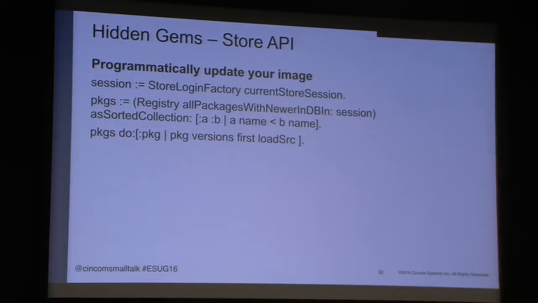I don't recommend this code for a production environment. This is just to show you the idea. What this does: session, store, login, factory, current store session, gets the session, packages, get me all the packages that are newer than what I have in my image, and then for each of those packages, get the most current version and load it.